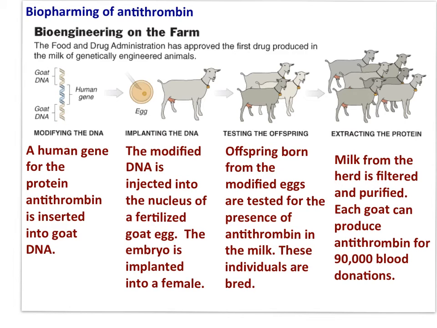The modified DNA is injected into the nucleus of a fertilized goat egg. The embryo is implanted into a female. Offspring born from the modified eggs are tested for the presence of antithrombin in the milk, and those individuals are bred. Milk from the herd is filtered and purified. Each goat can produce antithrombin for 90,000 blood donations.